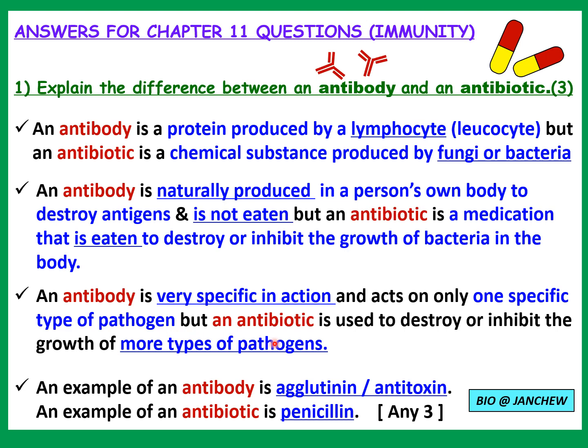But an antibiotic has a wider range of pathogens that it can destroy, right? So it's used to destroy and inhibit the growth of more types of pathogens, although it may not be suitable for all pathogens. Now, an example of an antibody is agglutinin or antitoxin, but an example of an antibiotic is penicillin, which is extracted from a fungus.